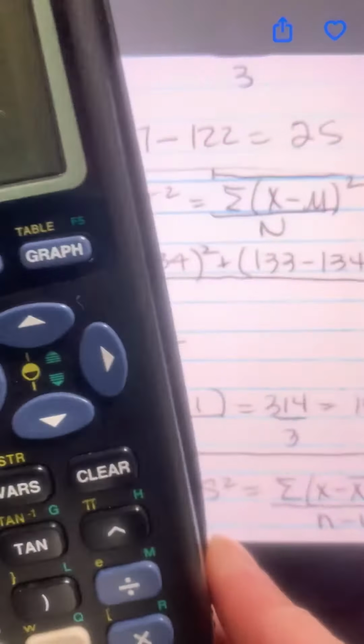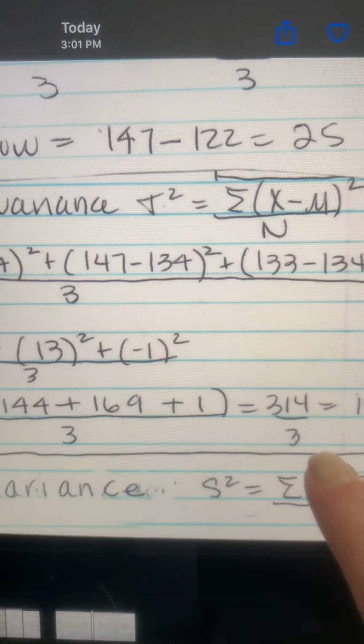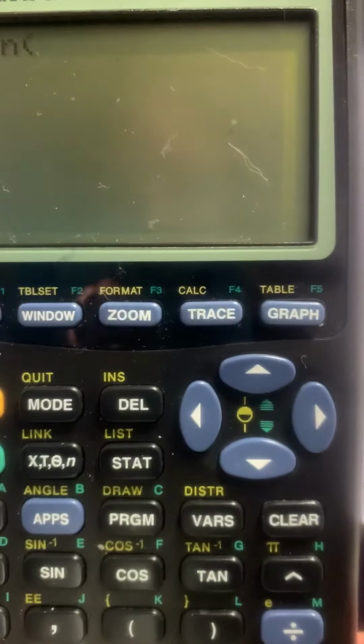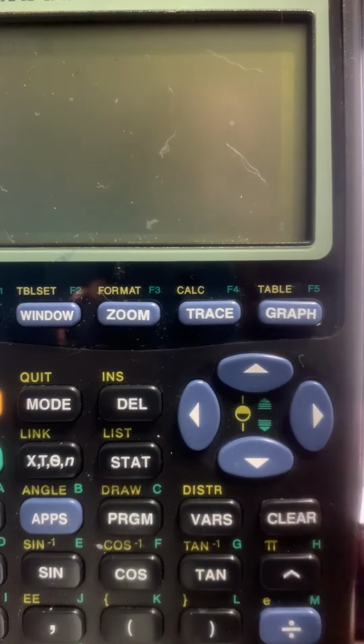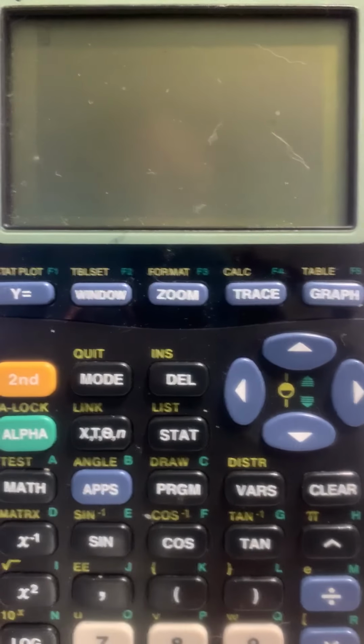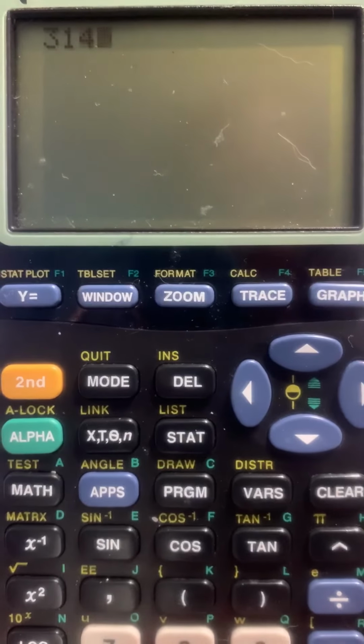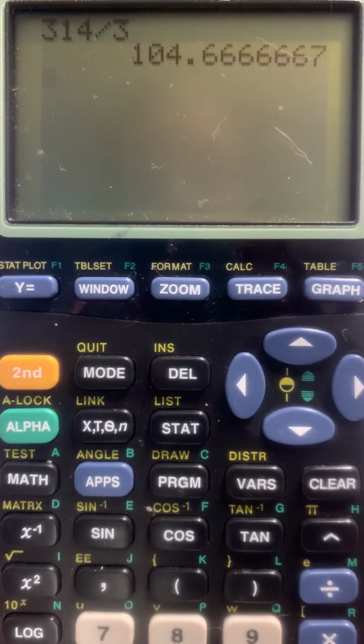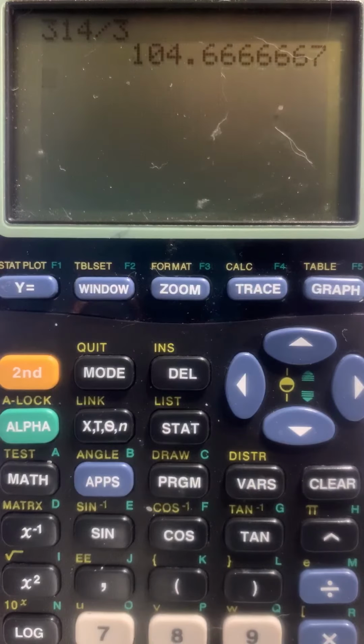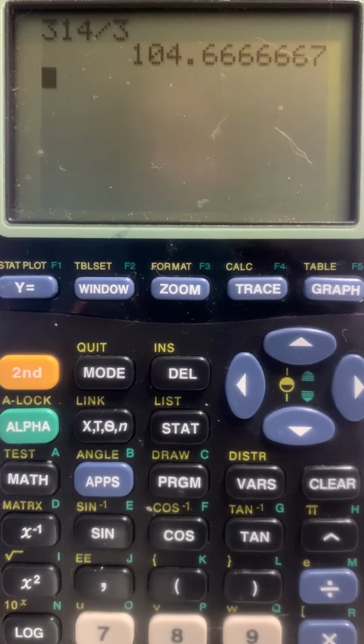So the next to the last step was this 314 divided by 3 when you're finding the variance. So I'm going to do 314 divided by 3. It's very important. Don't ever round your answers until the very end. Okay, so I need to take the square root of that.